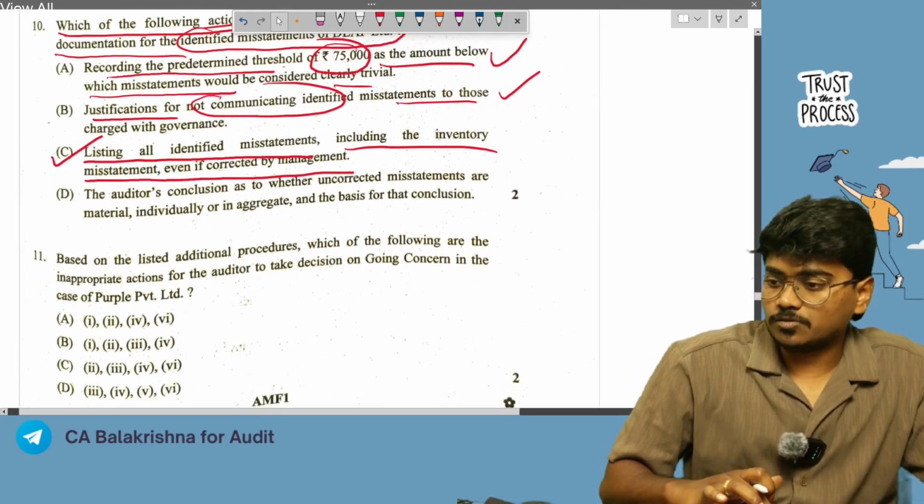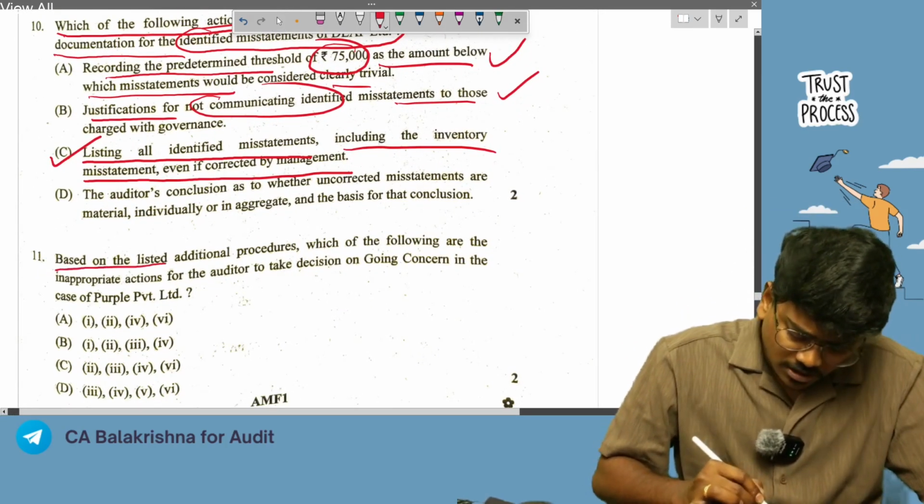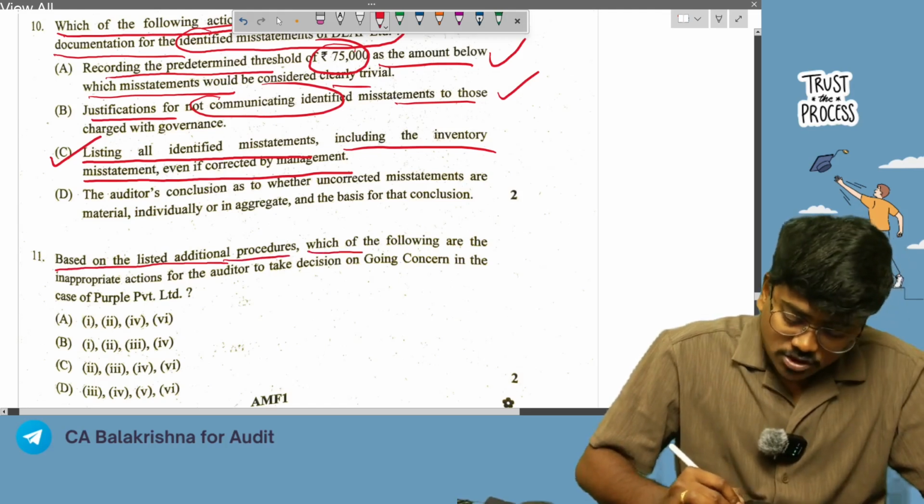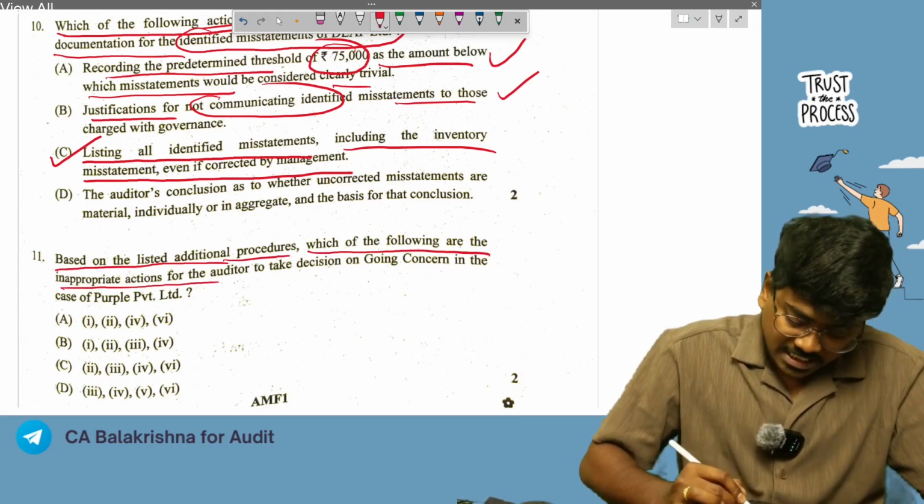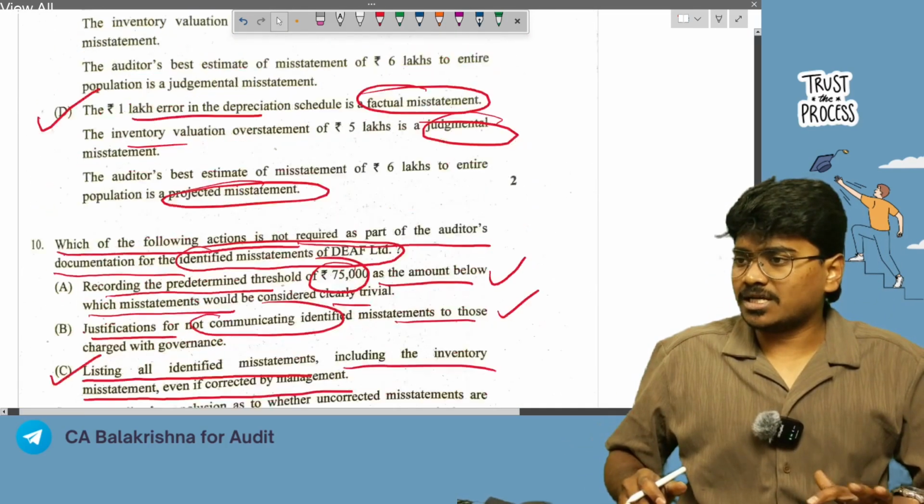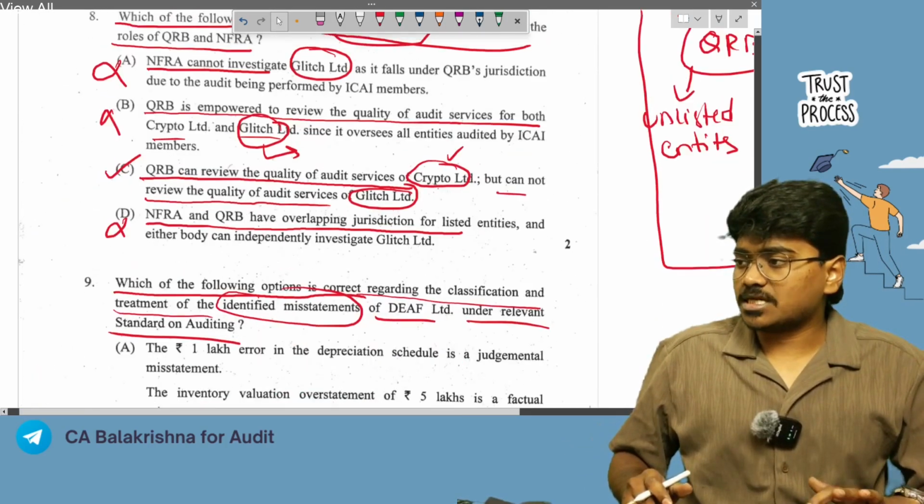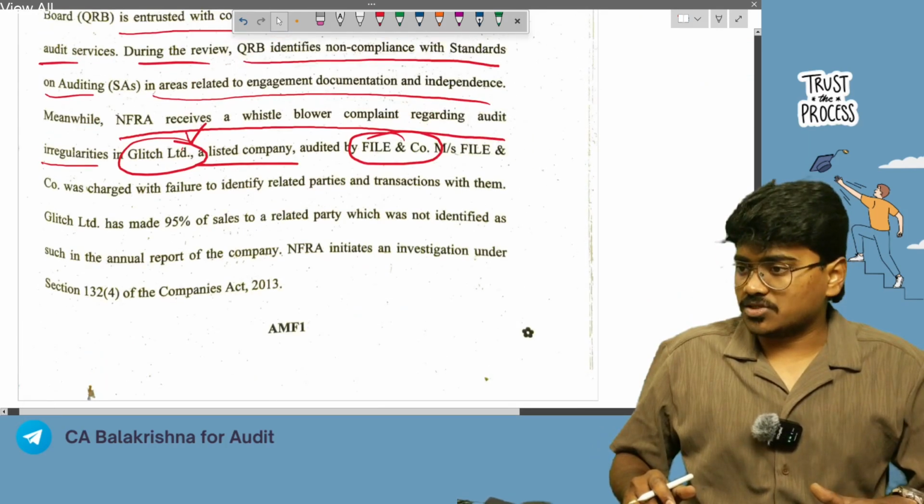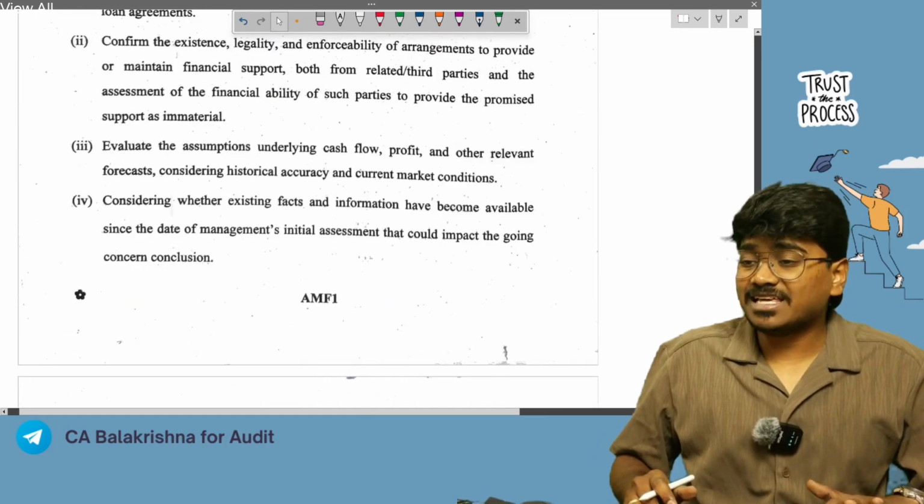Next, 11th MCQ. Based on the listed additional procedures, which of the following are inappropriate actions for the auditor to take in deciding on going concern? See, with respect to going concern, certain procedures are given in the case scenario. Of those, we need to identify the incorrect procedures. Let us see.